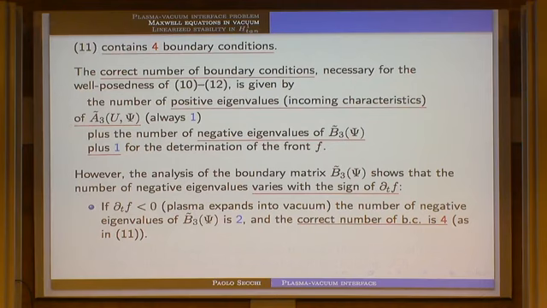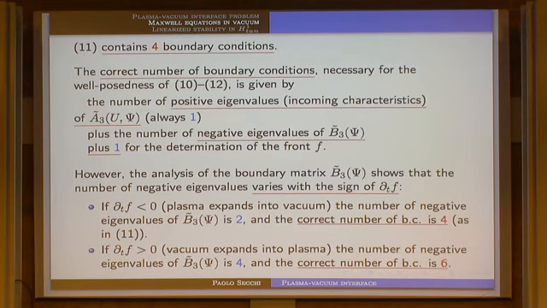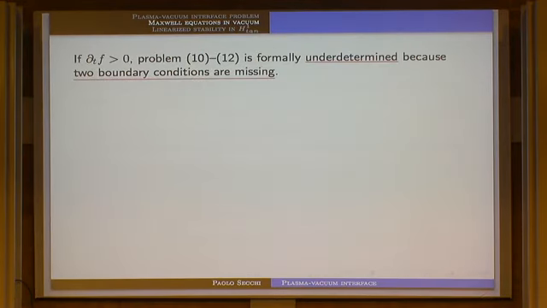Okay, so 1, 2, 2, 4. The correct number to be imposed is 4. And in fact, we have 4 boundary conditions, as I said before. But in the other case, when the plasma, the vacuum is expanding, is moving upward, then the number of negative eigenvalues is 4, and so the correct number of boundary conditions is 6. But we only have 4 boundary conditions. So in the case of a positive velocity, the problem is formally undetermined because we don't have 2 of the boundary conditions needed.